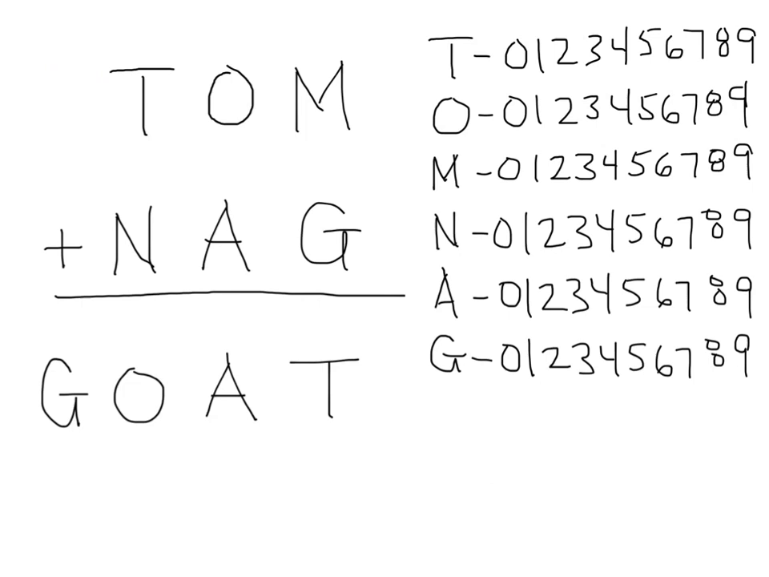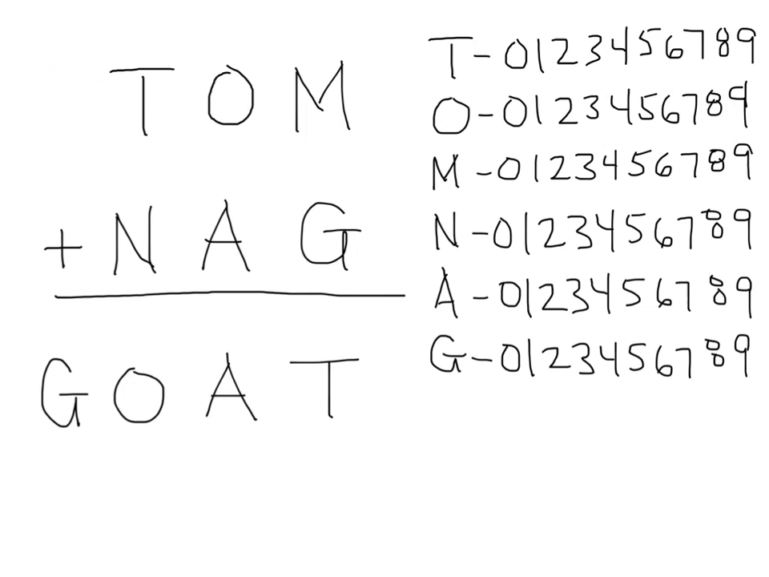The other thing that we need to know is that if T were 5, for instance, then M could not be 5 because the number can't repeat. Also, along the same lines, if the T in Tom was 5, then the T in goat would also have to be 5. So we're trying to figure out what each letter represents. What number does each letter represent?